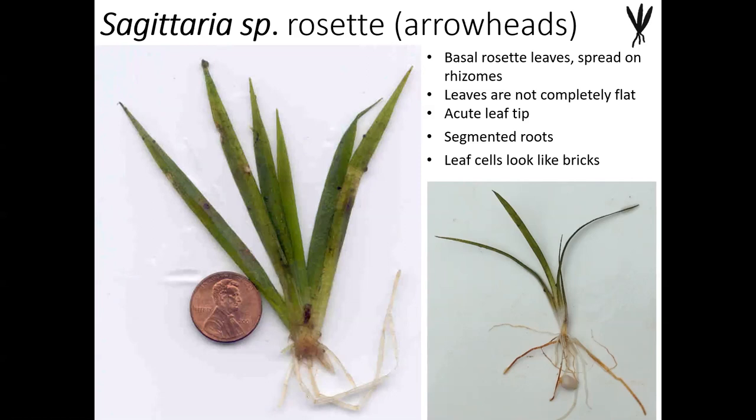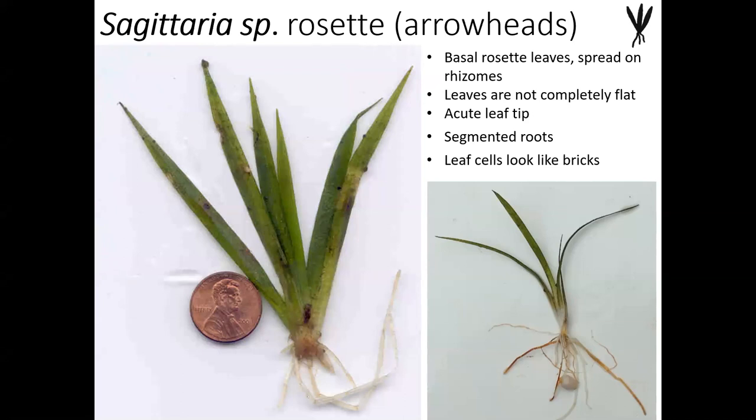But again, this is dependent on the species. They have an extremely acute leaf tip compared to Vallisneria. Vallisneria has more of a blunted to acute leaf tip, where Sagittaria is pretty acute. And then the roots on Sagittaria are segmented, similar to Eriocaulon aquaticum. So if you're not sure if it's a young Vallisneria or Sagittaria, a quick thing you can look at is the roots. And also Sagittaria has large cells that look like bricks.